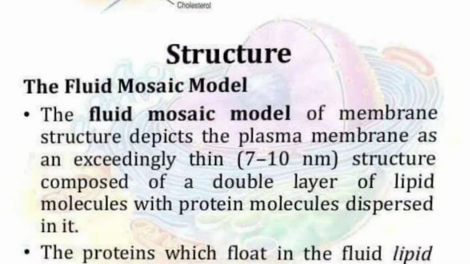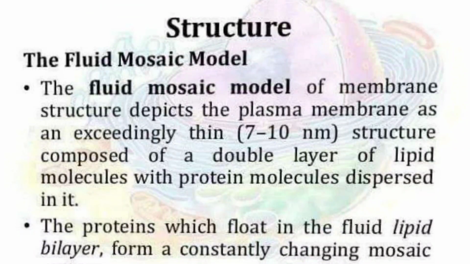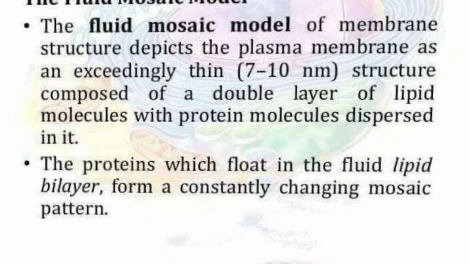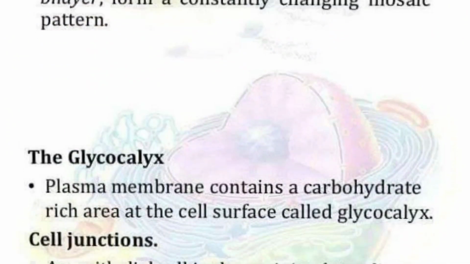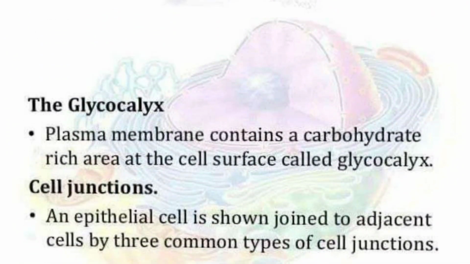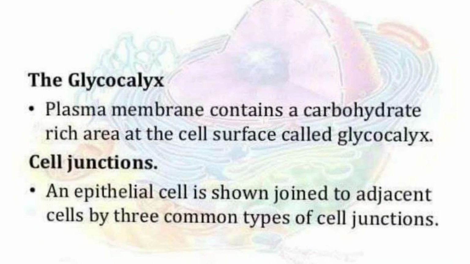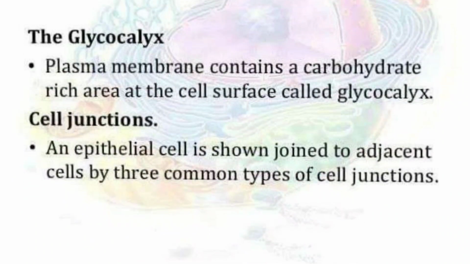Structure. The fluid mosaic model. The fluid mosaic model of membrane structure depicts the plasma membrane as an exceedingly thin 7 to 10 nanometer structure composed of a double layer of lipid molecules with protein molecules dispersed in it. The proteins, which float in the fluid lipid bilayer, form a constantly changing mosaic pattern. The glycocalyx. The plasma membrane contains a carbohydrate-rich area at the cell surface called the glycocalyx.